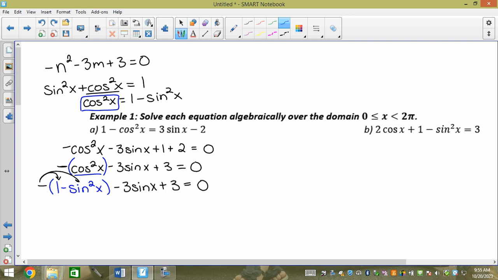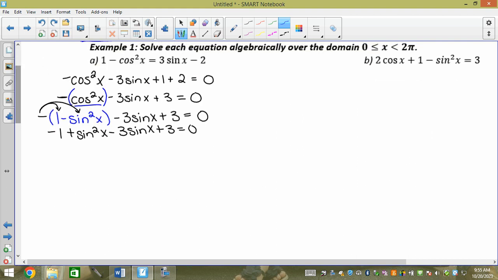So whenever you sub in, put whatever you're substituting in brackets. So I'm going to get negative 1 plus sine squared x minus 3 sine x plus 3 equals 0. And then I collect my terms, so I get sine squared x minus 3 sine x plus 2 equals 0. And then I'm back to yesterday, right? Let m equal sine x.